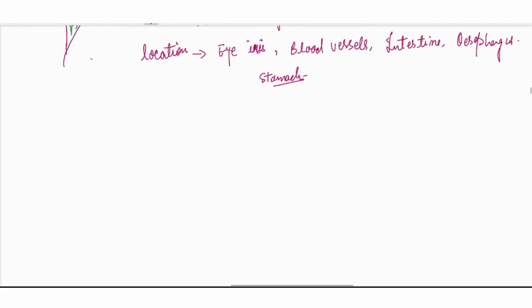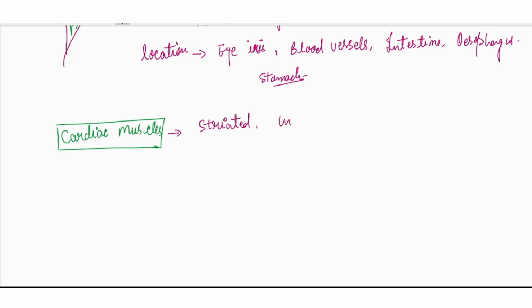Now the next one is the cardiac muscles. The cardiac muscles are again involuntary, but here the striation would be present. Why? The reason is cardiac muscles show contraction and relaxation, so because of that they will show the striation. Okay, they are striated, and again they are uninucleated. Only the skeletal muscles are multinucleated, the rest are uninucleated, and they are branched.